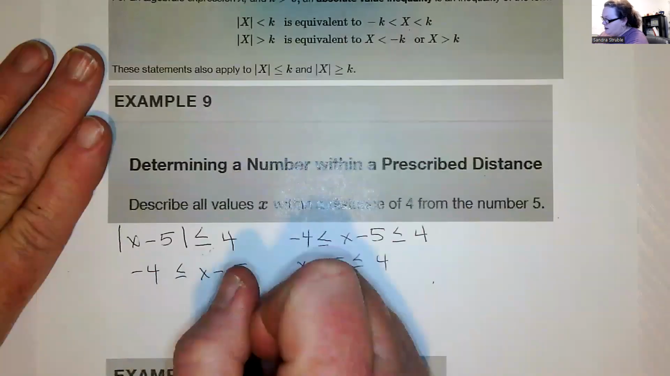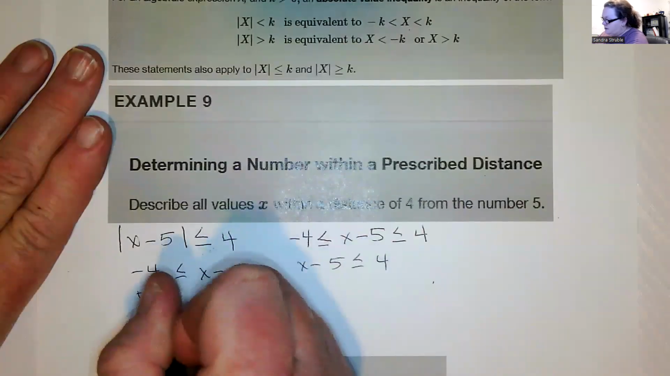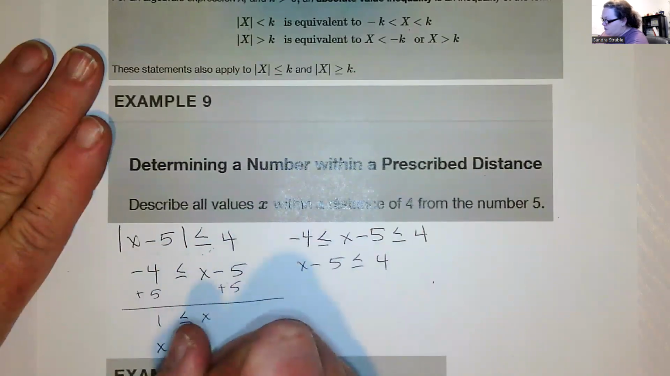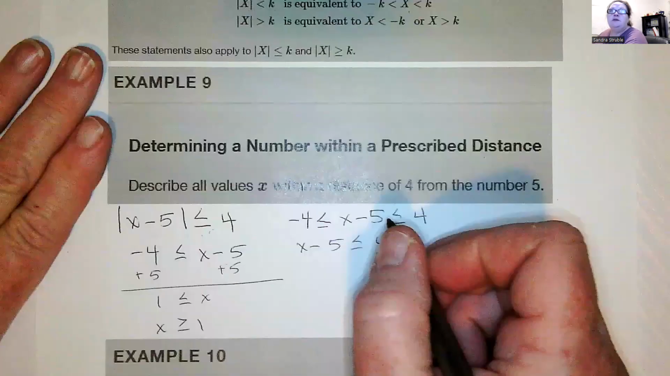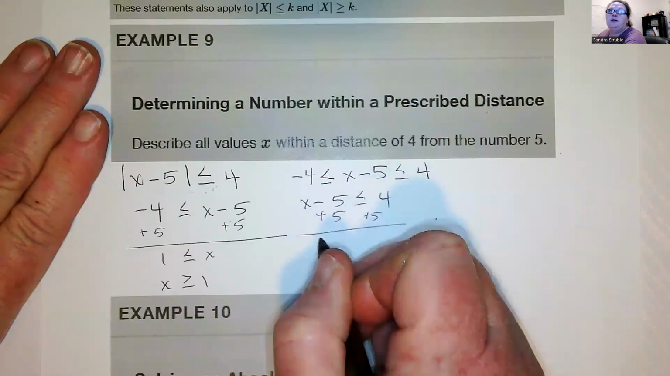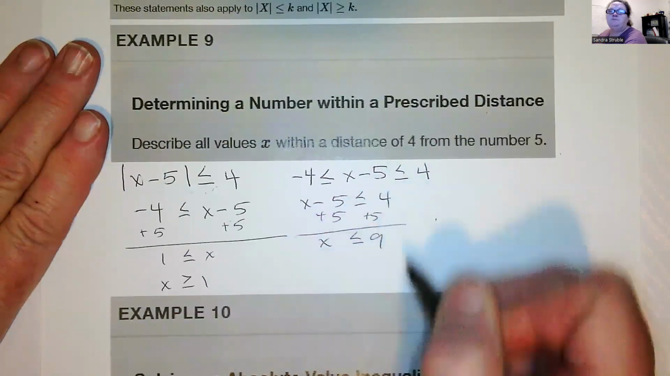Solving for x, I'm going to add 5 to both sides, and I get 1 is less than or equal to x. I'm just going to flip that around. And then this one, we're going to add 5 to both sides. We get x is less than or equal to 9.